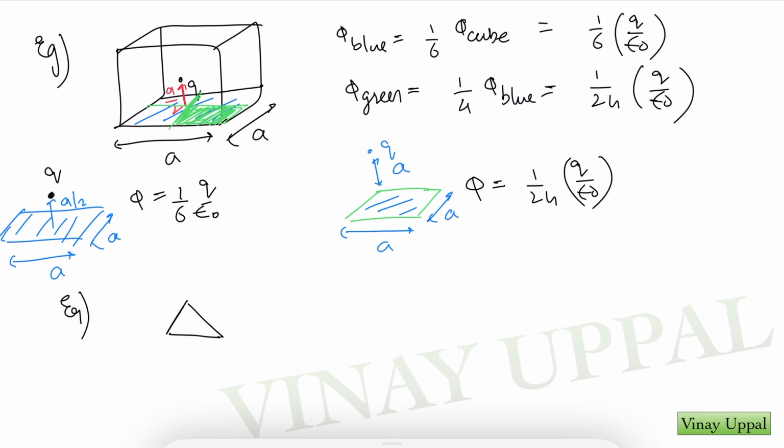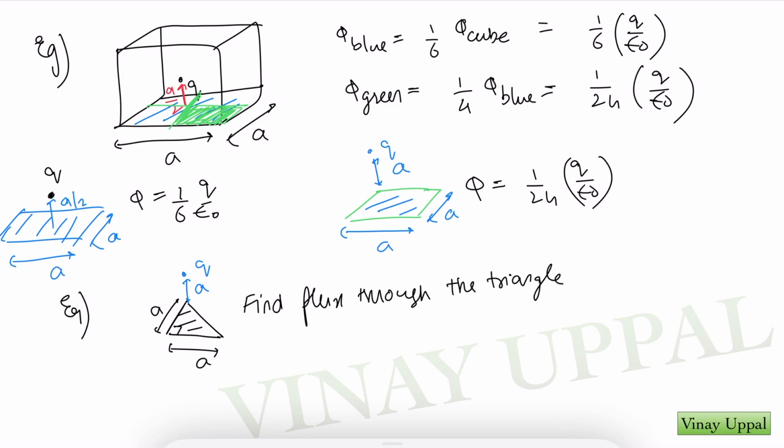Let's say I have an isosceles triangle, and I have a charge that is placed at a height A over one of the corners of the isosceles triangle. The question is asking us to find the flux through the triangle.